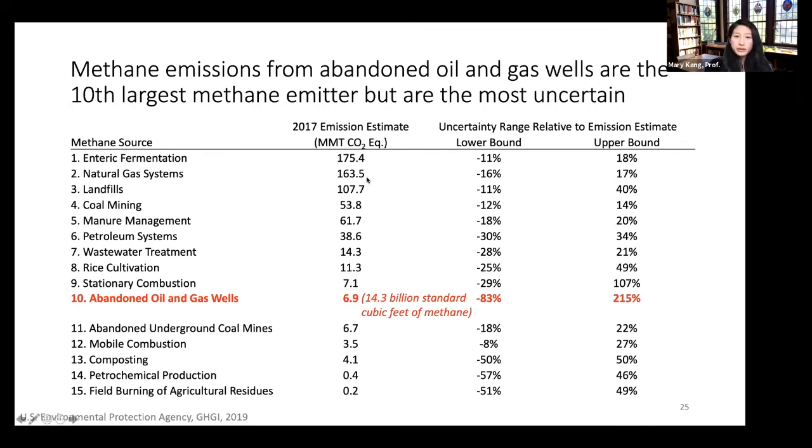But one thing that's important to look at is the emission estimates. It comes in 10th, but if you look at the uncertainty range, it could easily move up one or two ranks, because the uncertainty bounds are the biggest, from -83% to 215%. You can see if you compare it to other numbers, it's the largest. And these uncertainty range estimates don't account for all the types of uncertainty that exist, so it can be a lot larger.